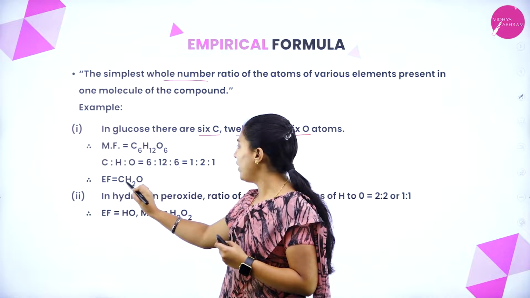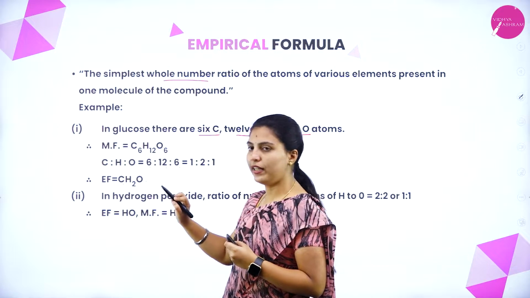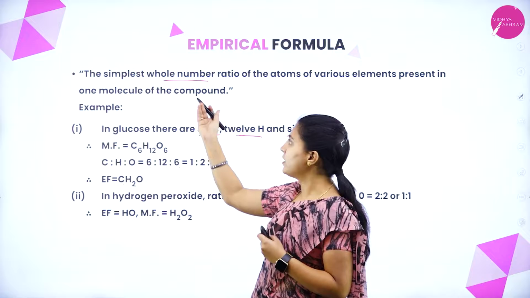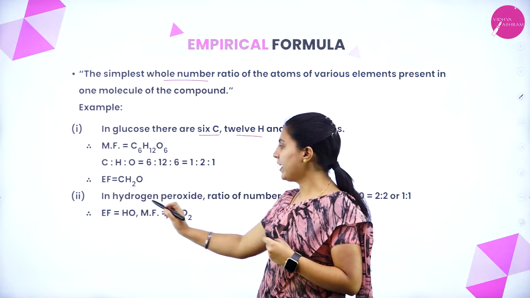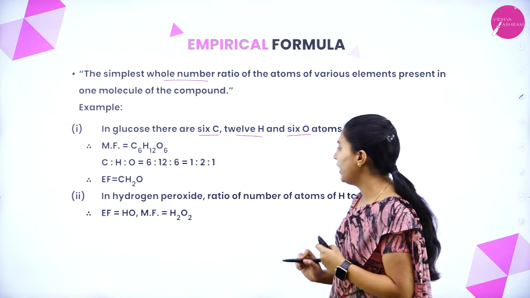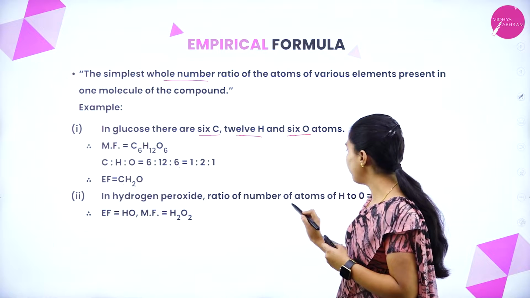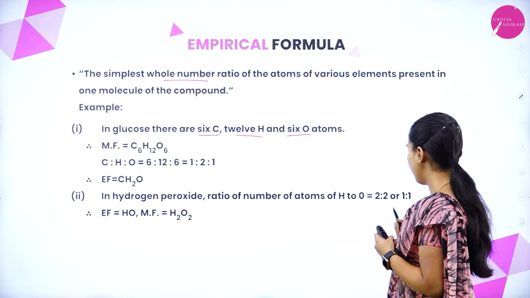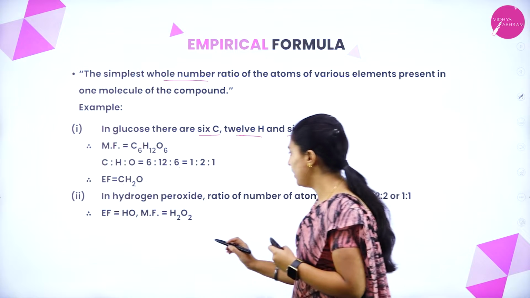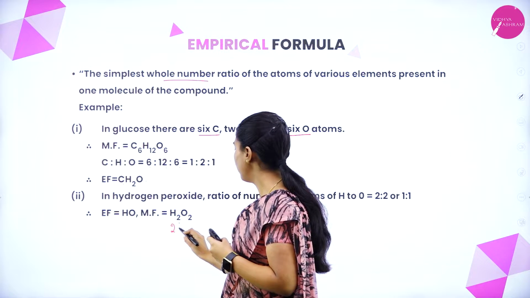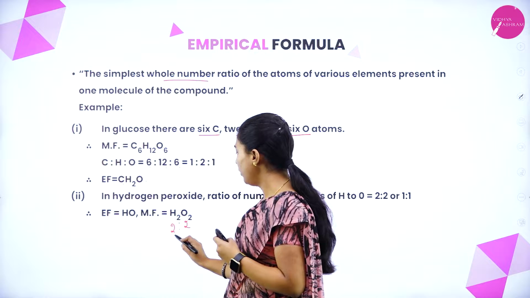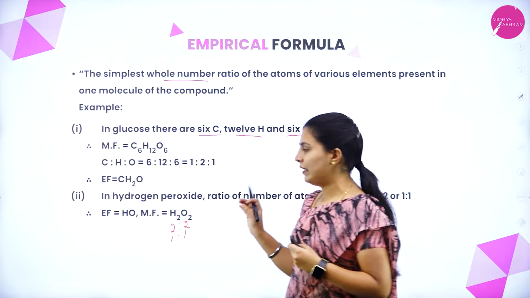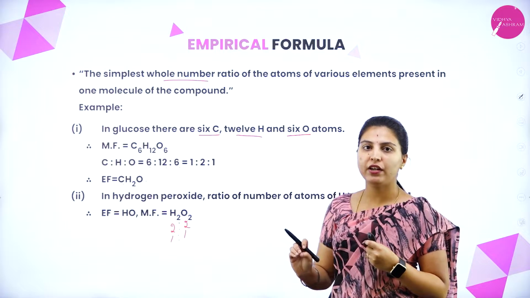Examples here, 1:2:1. Like that you have to convert the empirical formula into the simplest whole number. Another example, in hydrogen peroxide, that is H2O2, the ratio of the number of atoms of hydrogen to oxygen is 2:2 or 1:1. See here, 2:2, or you can write it in a simpler way, meaning 1:1. Like this you have to write the empirical formula.